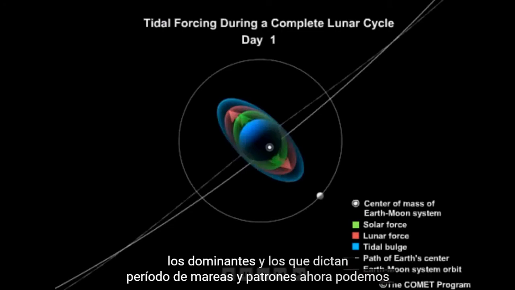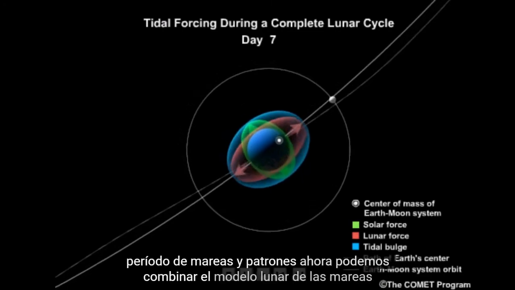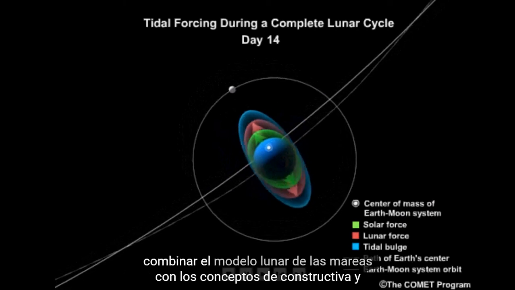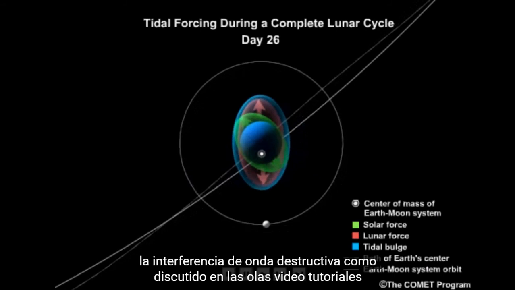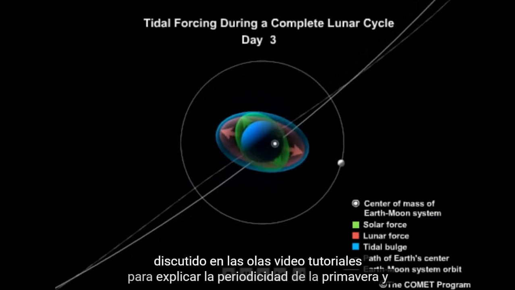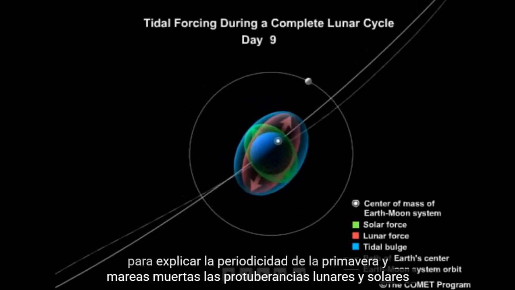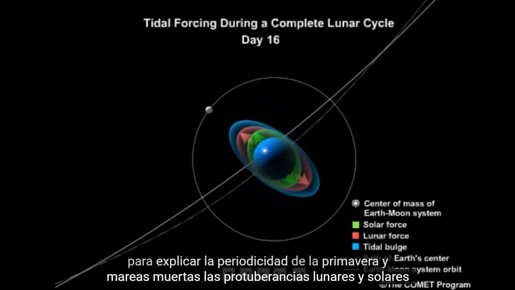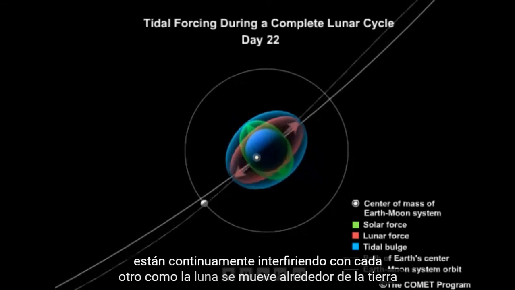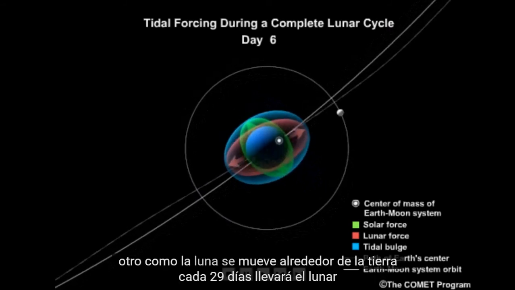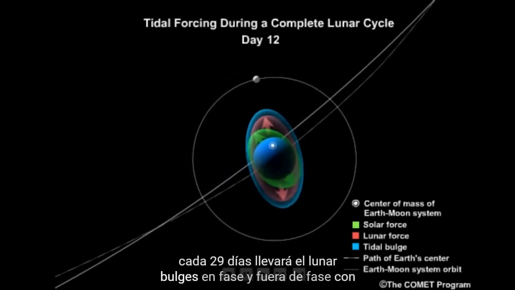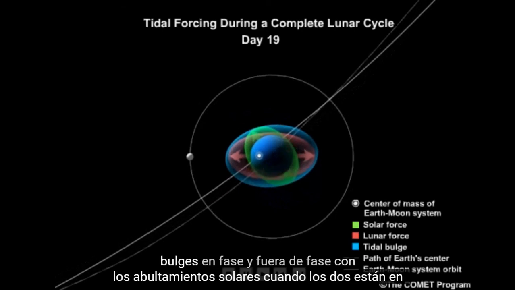patterns. Now we can combine the lunar bulge model of tides with the concepts of constructive and destructive wave interference as discussed in the waves video tutorials to explain the periodicity of spring and neap tides. The lunar and solar bulges are continually interfering with each other. As the Moon moves around the Earth every 29 days, it will carry the lunar bulges into phase and out of phase with the solar bulges.